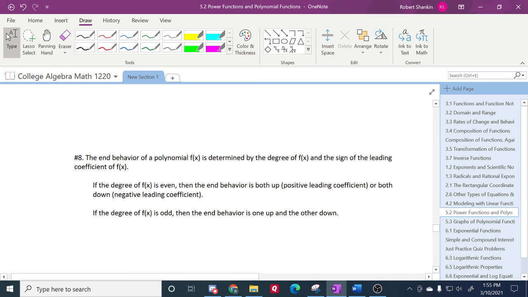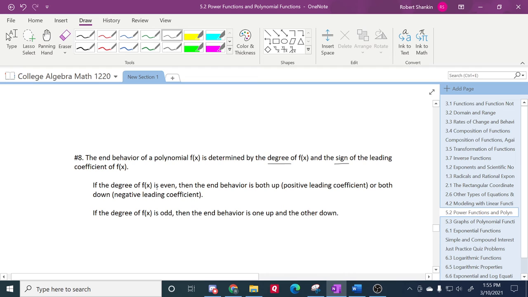Here's a little summary. The end behavior of a polynomial f of x is determined by the degree of f of x and the sign. Now the size of the number doesn't determine the end behavior. Whether it's a 2 or a 200 doesn't matter. But if it's positive or negative, that is huge. It's the sign of the leading coefficient. So these are the two things. The degree, totally, it's just that one term out in front that has the highest degree, and then the sign.